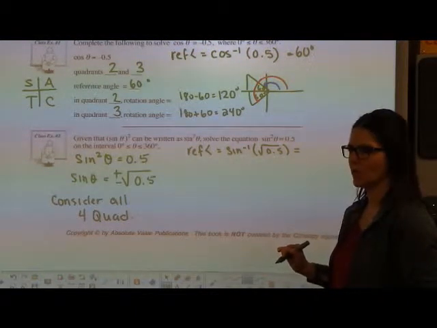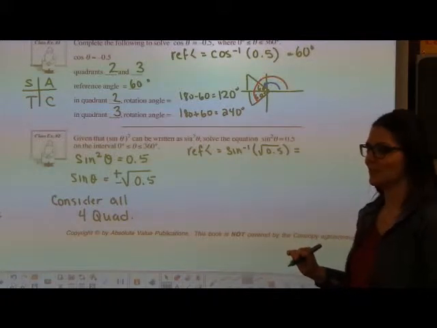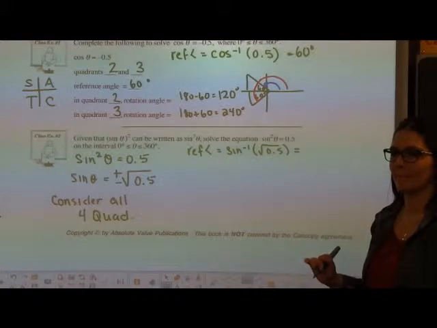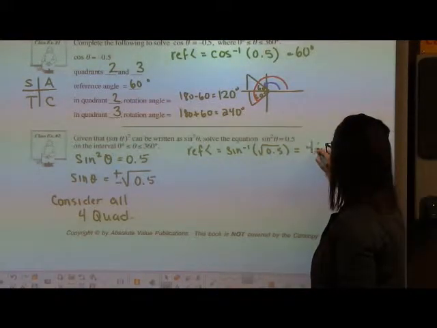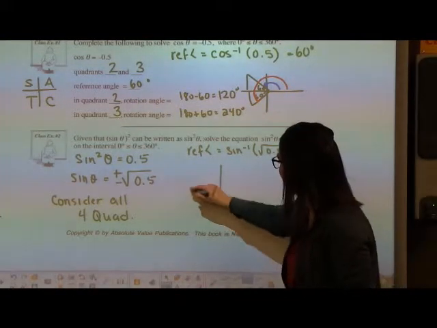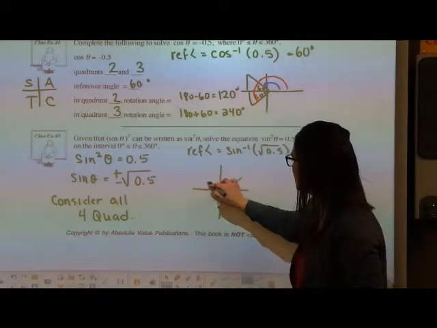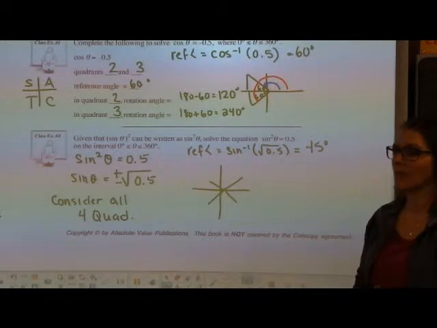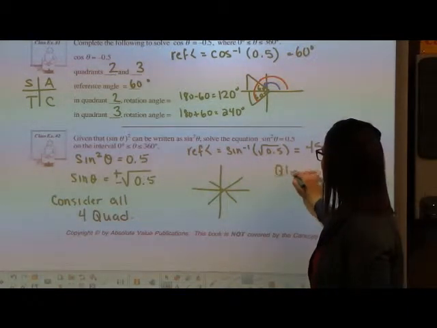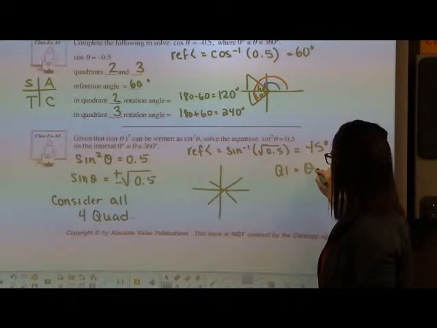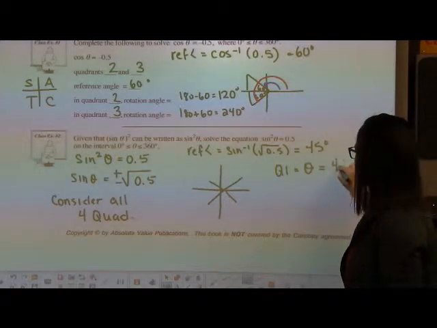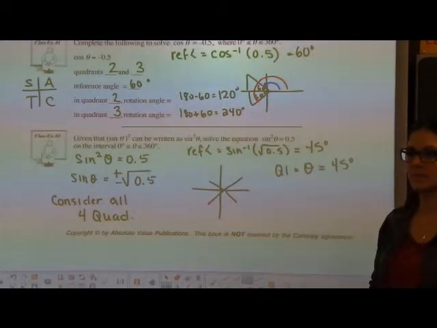The square root of 0.5? Oh, that is the square root. Do the square root. 45 degrees. And now if I was to sketch this out and get a visual, that means I have a 45-degree angle in all 4 quadrants. So in quadrant 1, my rotational angle theta is equal to the reference angle, so it would be 45 degrees.